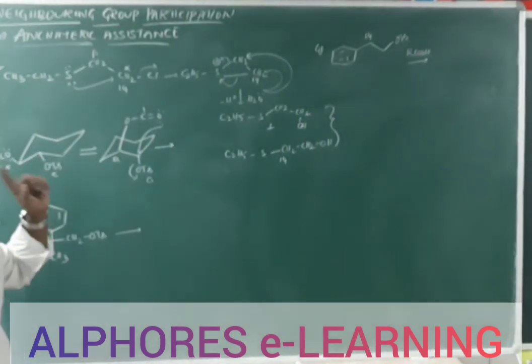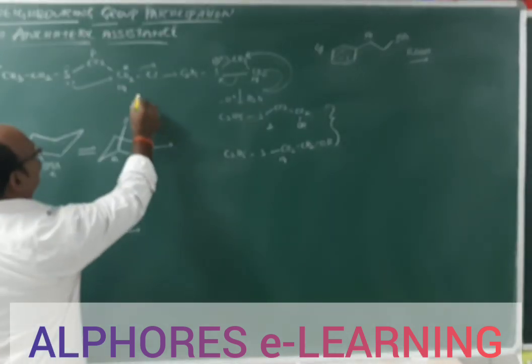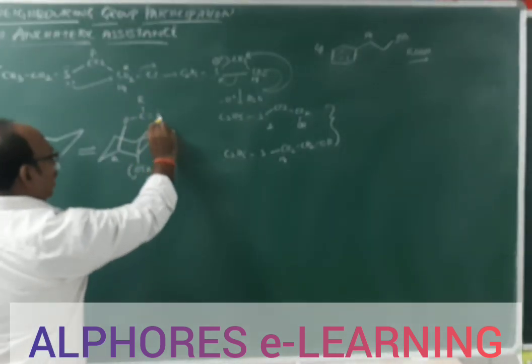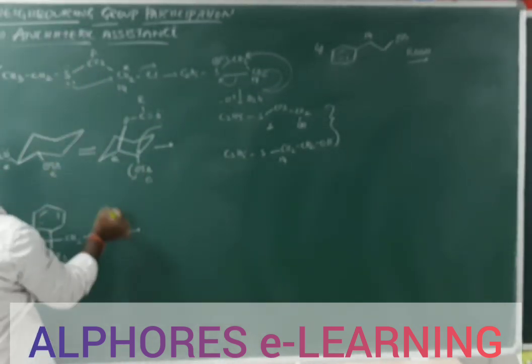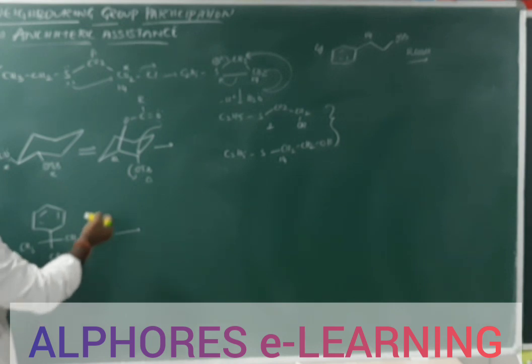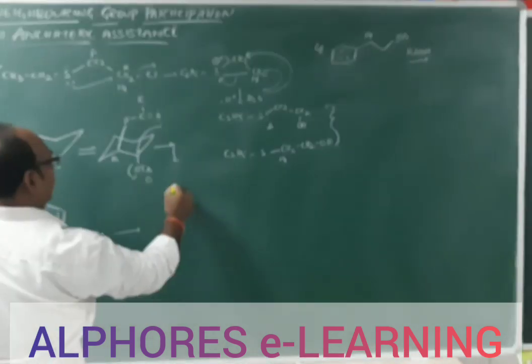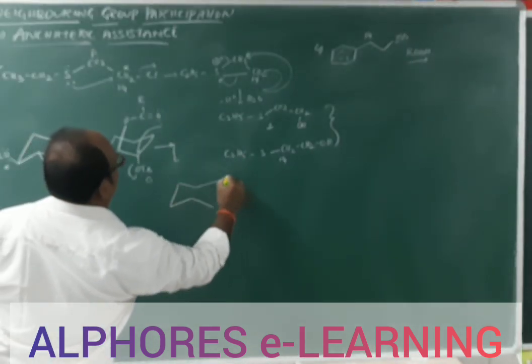This thing we already learned in our 11th syllabus, how to convert axial into equatorial. So here both are in equatorial position, upon ring flipping both come to axial position. Now it is very clear, OC double bond O, this is R. Now this oxygen containing a lone pair is involved in what we call anchimeric assistance, and the OTS group is going to leave. Then we get a product here like this.